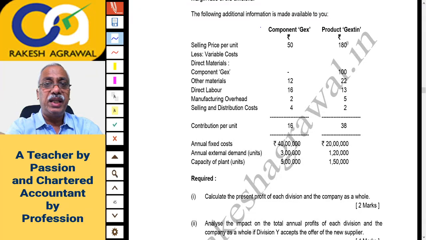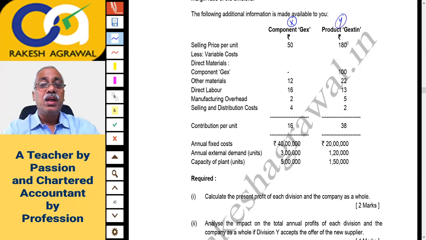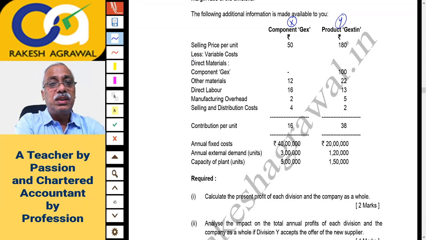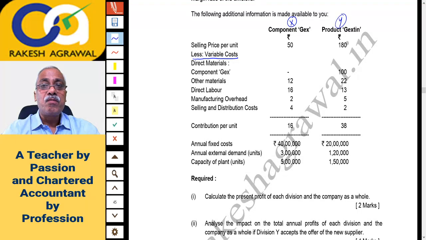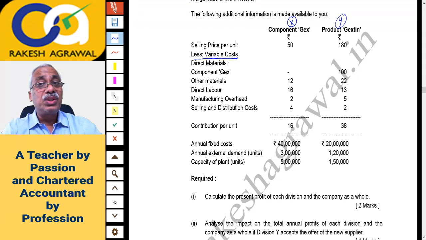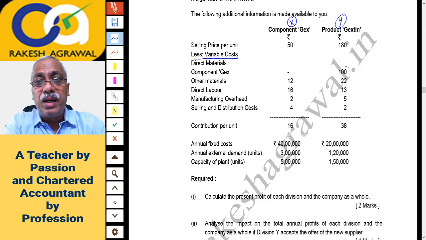This is in division X, my dear friends. This product is produced in division X and Jextine is produced in division Y. Selling price of Jextine is 180. Less variable costs. These are variable costs which we are discussing. So these are all variable costs. Direct material. In direct material, component JEX is used in Jextine. Now that component was charged at the rate of 50 per unit. Now some of you may get surprised why 100 is written.